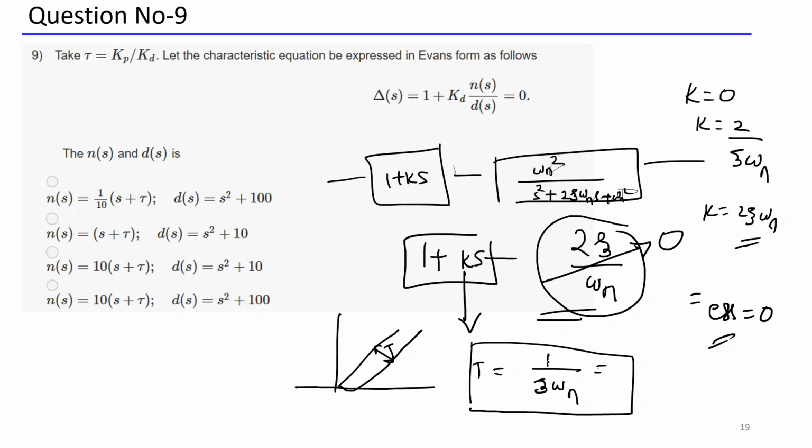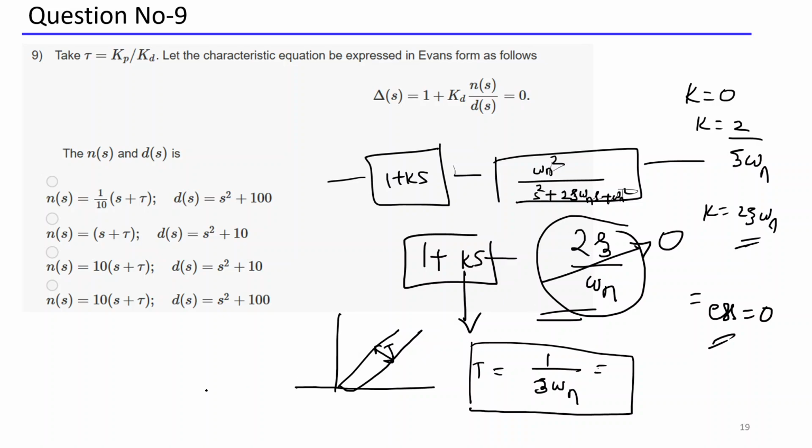So I think, sir, when the steady state error is 0, the k value should be 0, no? Why should the k value be equal to 0? No, because the steady state error is always given, this 2 zeta by omega n they are giving.